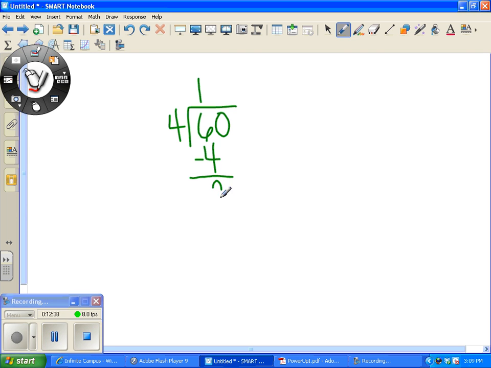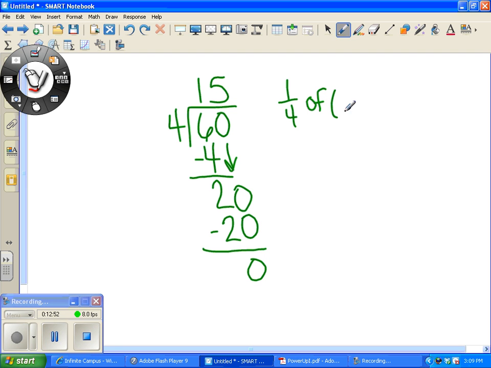6 minus 4 is 2. Next step, bring down. Now, how many groups of 4 can I get out of 20? 5, because 5 times 4 is 20. Subtract. There's nothing left to bring down, so 1/4 of 60 equals 15.